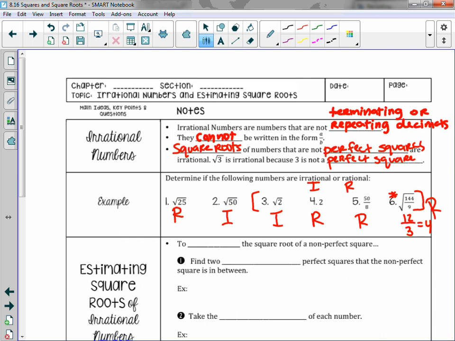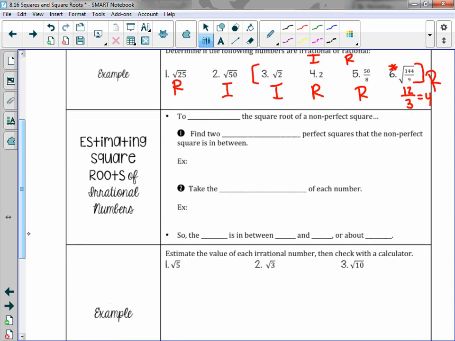Good. So now, we've identified whether they're rational or irrational, but when we talked about the square root of 50, we talked about 7.1, right? Where could we have gotten that from? Why did we pick 7.1?